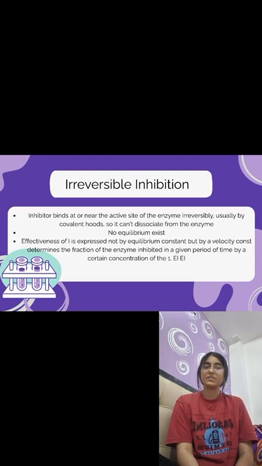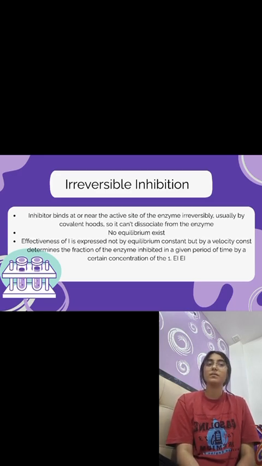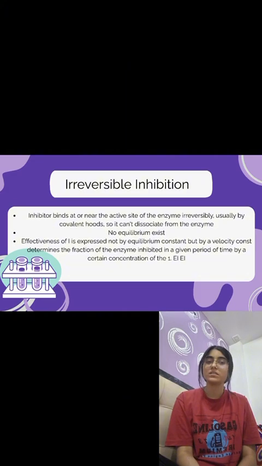Effectiveness of an inhibitor is expressed not by an equilibrium constant but by a velocity constant, which determines the fraction of the enzyme inhibited in a given period of time by a certain concentration of the inhibitor.